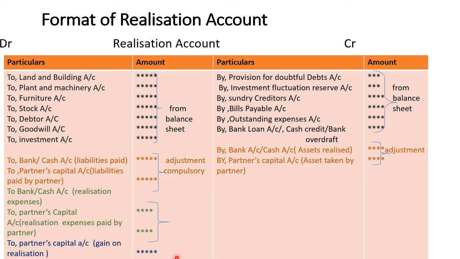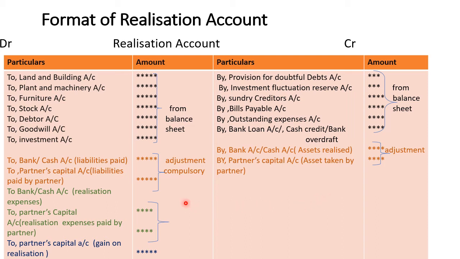And if your debit is more and credit is less, then in that case it is a loss and it will be recorded here by loss transferred to partners capital account. Same in the given ratio or equal. So in this way, you have to prepare the realization account.